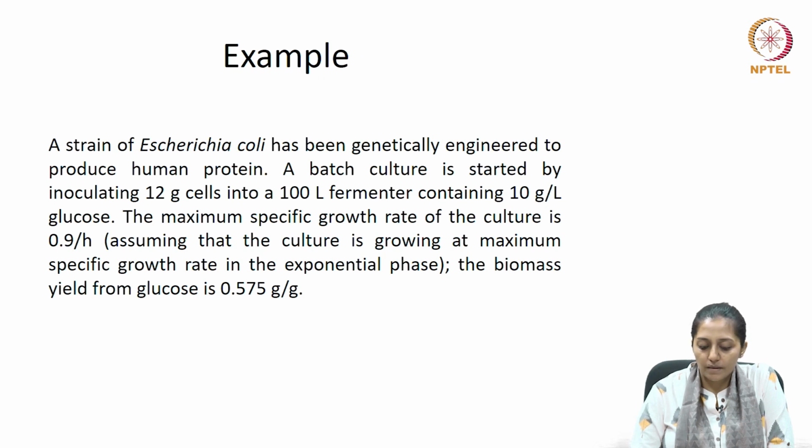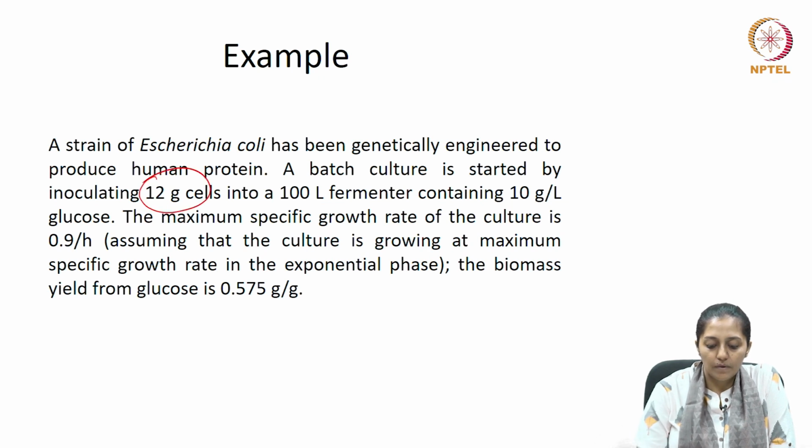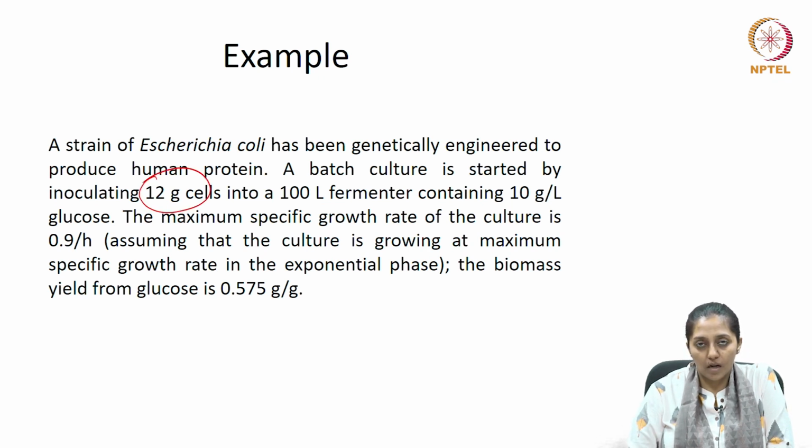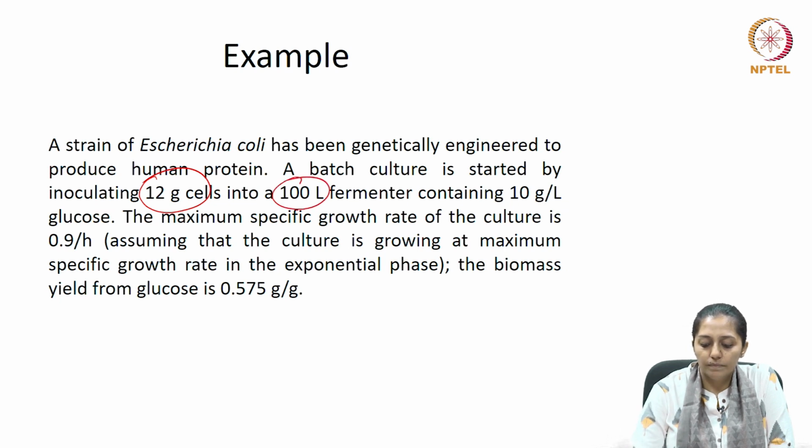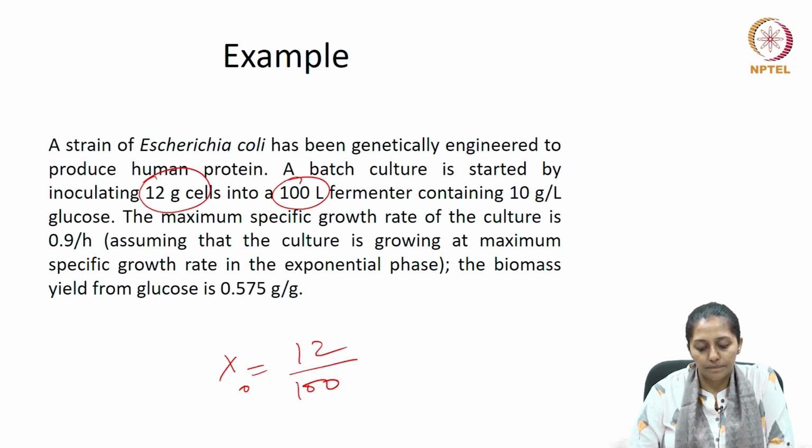So, what all is given to us? They have given us the initial cells which have been inoculated, the starter cells, and the volume of the fermenter. So, we can calculate the initial biomass concentration, isn't it? The amount is given to us and it is 100 liters. So, it turns out to be 0.12 grams per liter, containing 10 grams per liter of glucose. So, the initial substrate concentration is also given to us, which is 10 grams per liter.